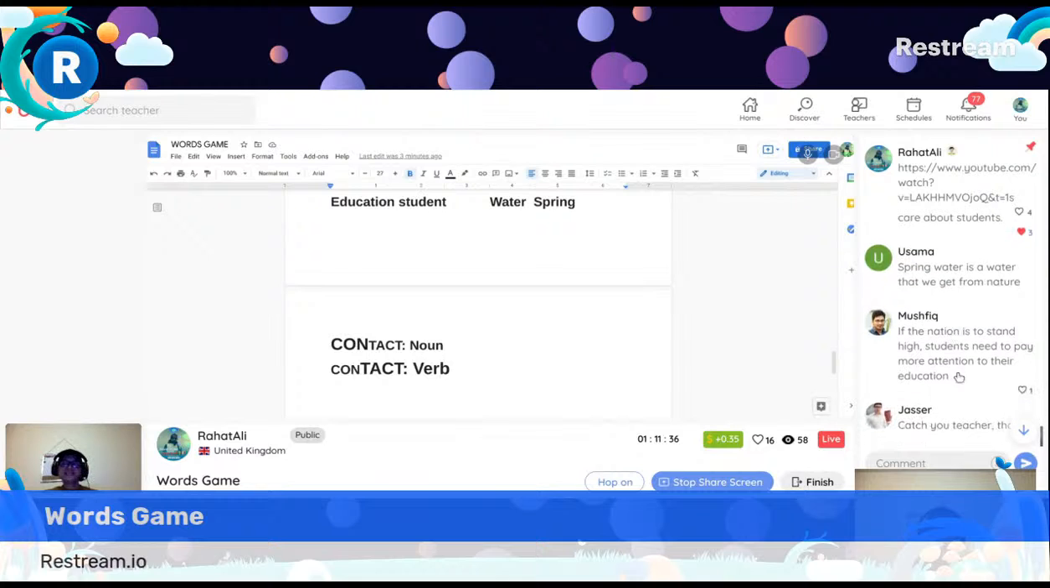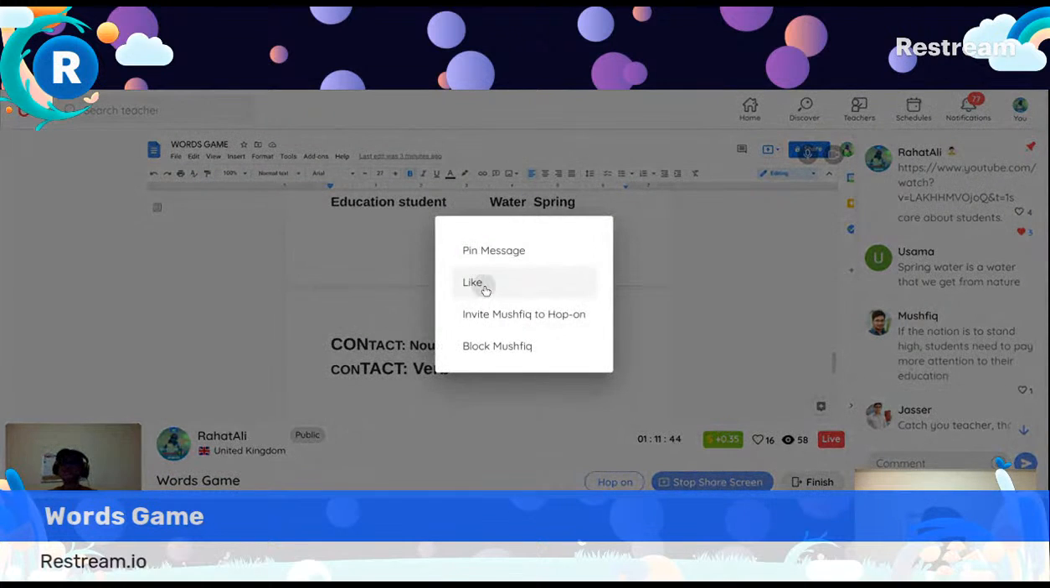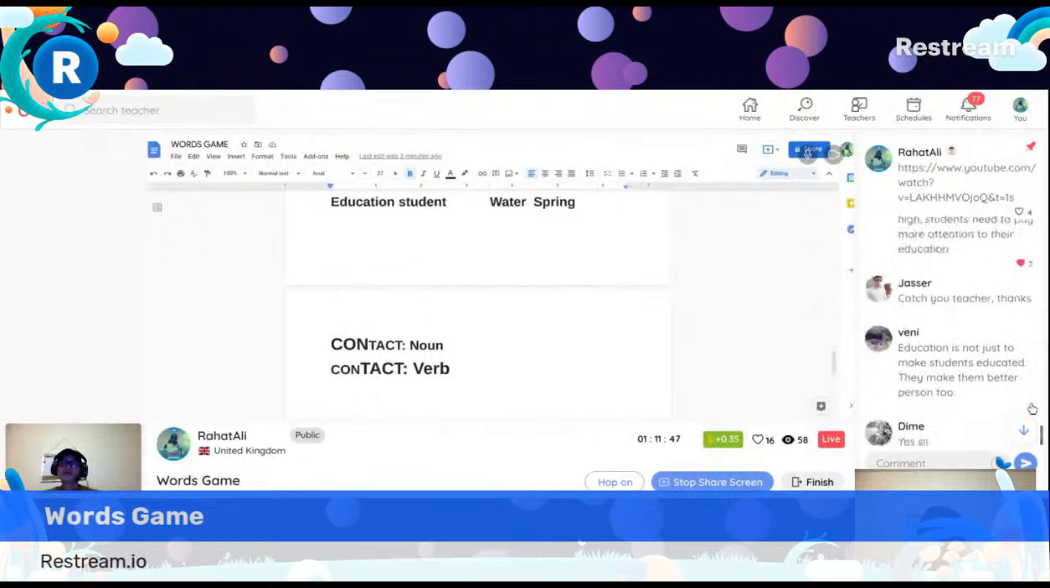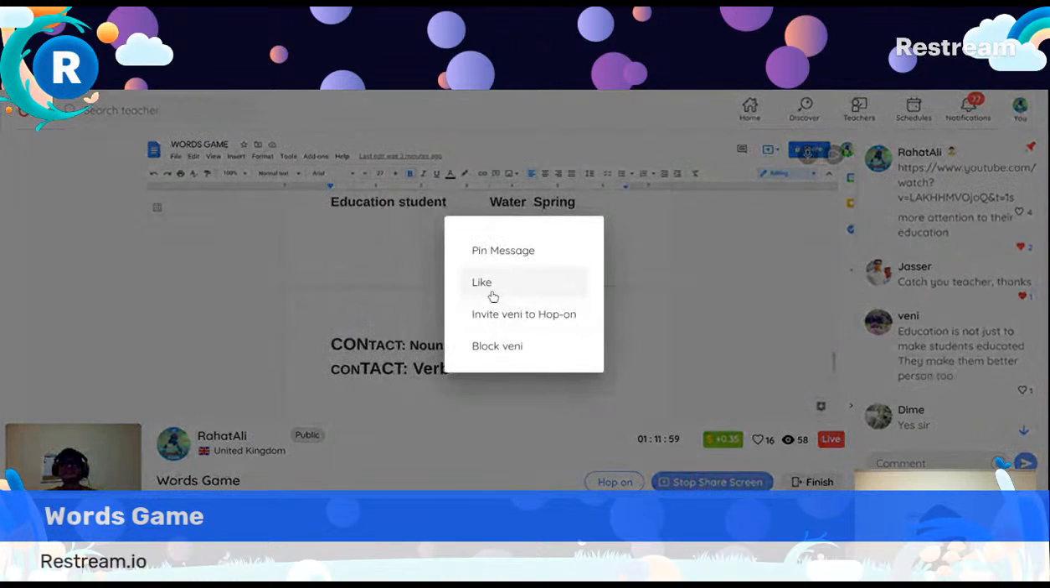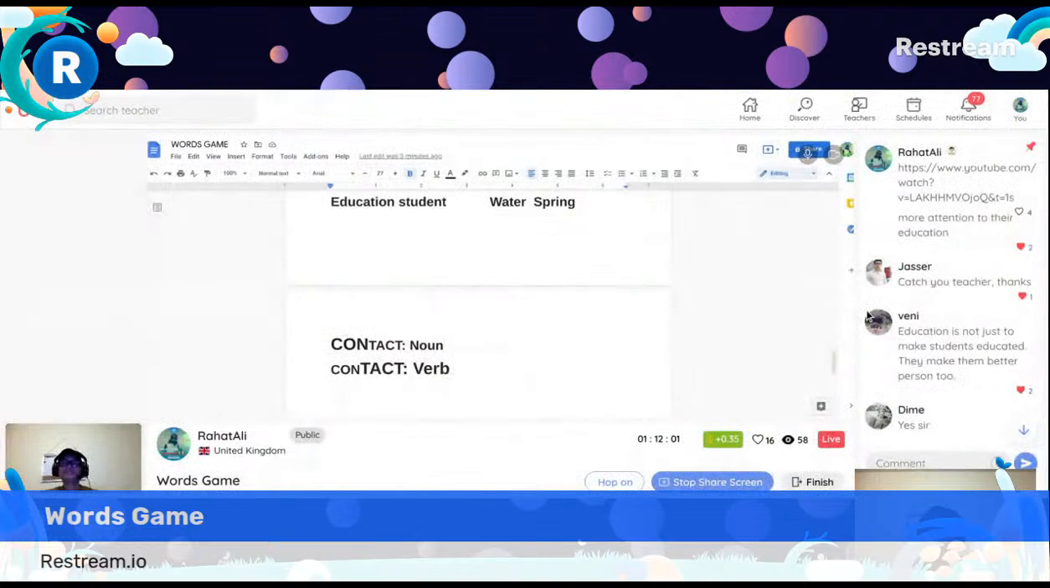Okay, Mushfiq says if the nation is to stand high, students need to pay more attention to their education. Very good, simple. Very good sentence. Just catch you teacher later. No problem. Thanks for coming here. Education is not just to make students educated, they make them better person too. That's a great sentence, Benny. Well done.